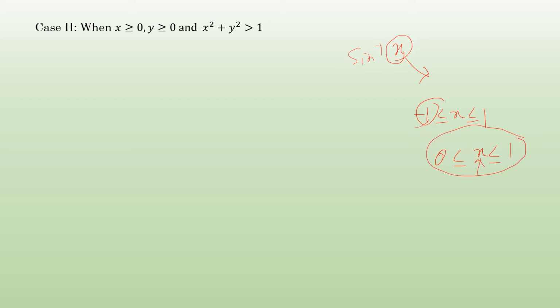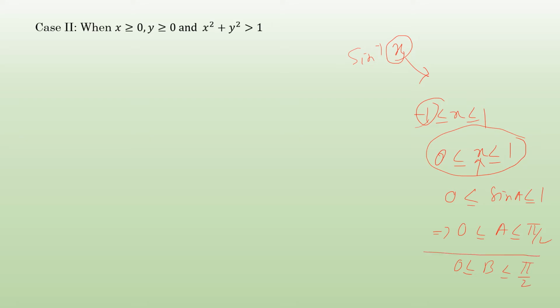But what was x? X was equal to sine A. So it is 0, it is sine A, and this is 1. Taking inverse here, it is 0 less than or equal to A less than or equal to pi by 2. Okay. In the similar way, for y also, it will be 0 less than or equal to b less than or equal to pi by 2 in case of y.